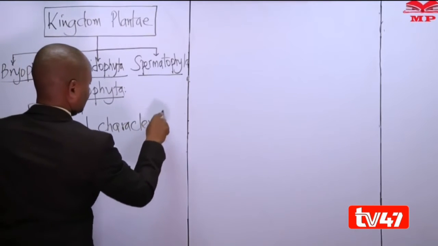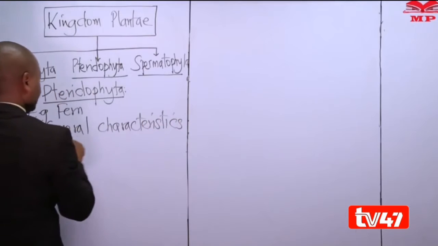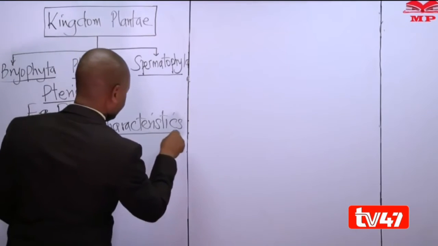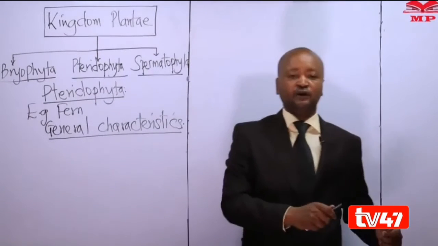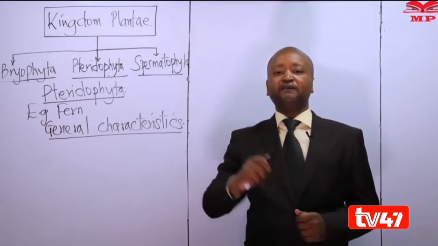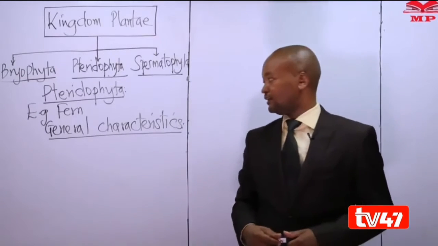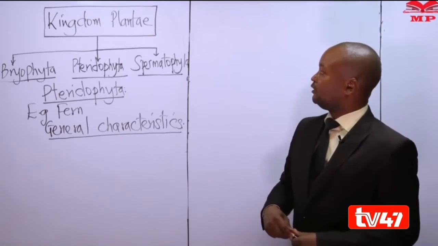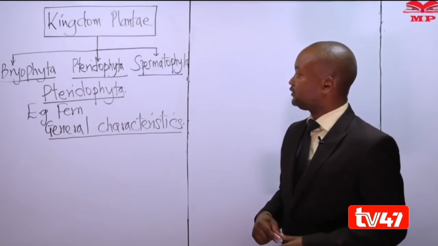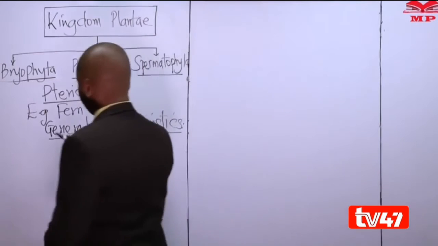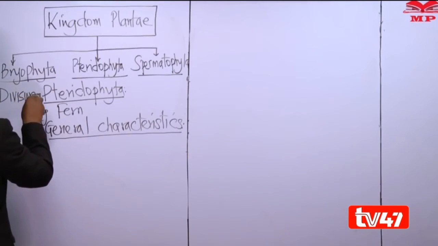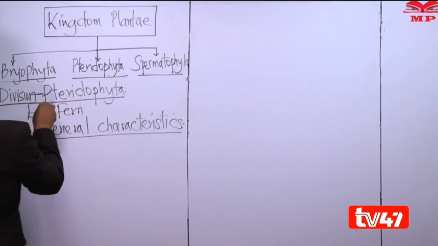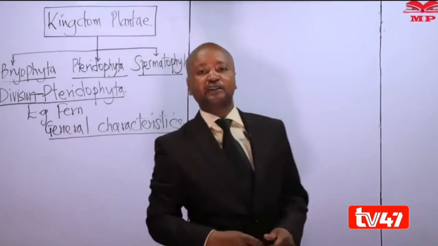Remember, general characteristics are the ones that enable us to place members with similar features in one group and place members in different groups based on different characteristics. Then members of division Pteridophyta, remember for plants we call them divisions, but for animals we call them phylum. So we have that division.